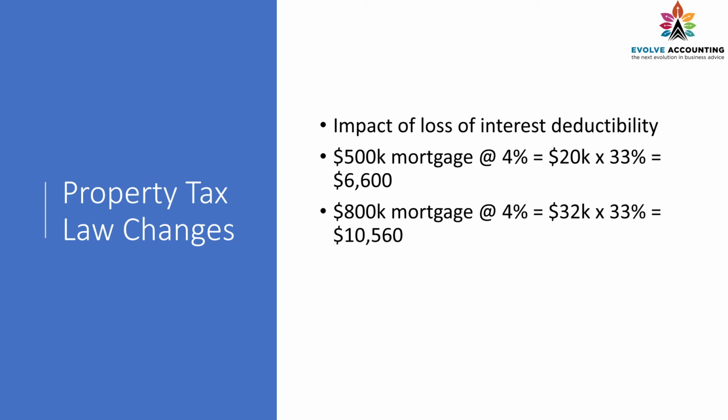And you've got to survive through that future. So when we talk about loss of interest deductibility on a 500k mortgage at a 4% interest rate, that's an additional 6,600 of tax you'd be paying in a year. And on an 800k mortgage, it's 10.5 grand a year. You've got to be able to cash flow this and pay this as it goes throughout the years.